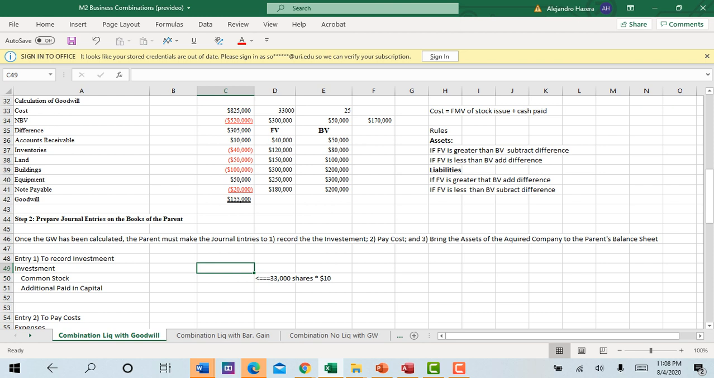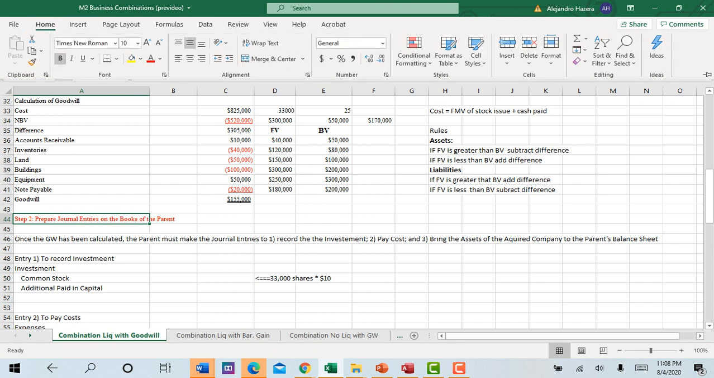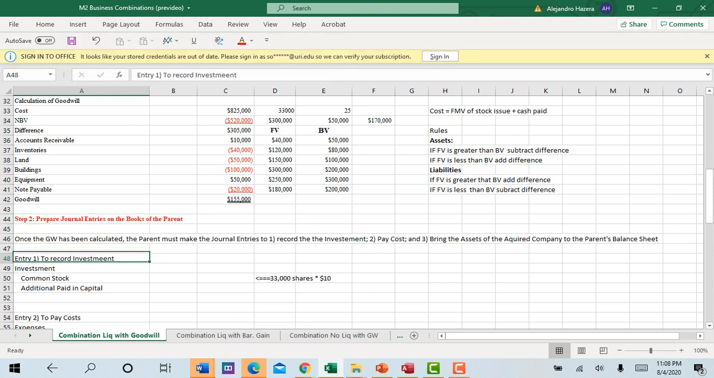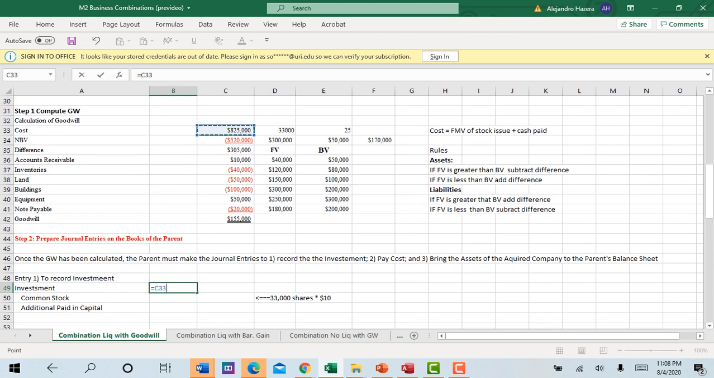Okay, now the next thing to do is we're going to go down here and prepare journal entries. And these journal entries I should put in red here. These journal entries are all on the books of the parent. They're all in the books of Pelican. Okay, so the first thing that Pelican is going to do is record its investment. This is going to be a debit. And the debit to the investment always has to be for the cost of the investment. So in this case, it's for 825. These 2 numbers should always match. There's no question.